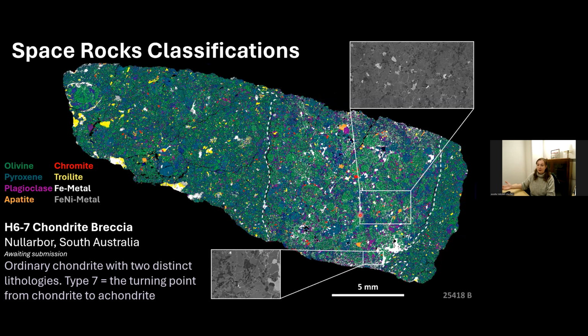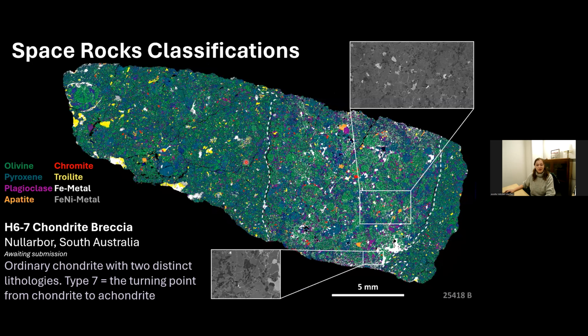Large area element mapping is a really key part of meteorite classification. There's so much you can learn from it. This is a meteorite that we found in South Australia, and you can see we've got lots of olivine in green, lots of pyroxene in blue, not very much feldspar, and then some accessory phases in there as well.